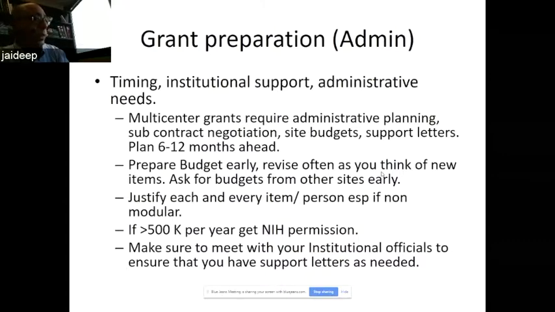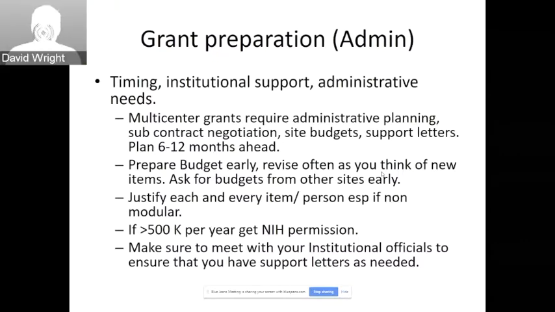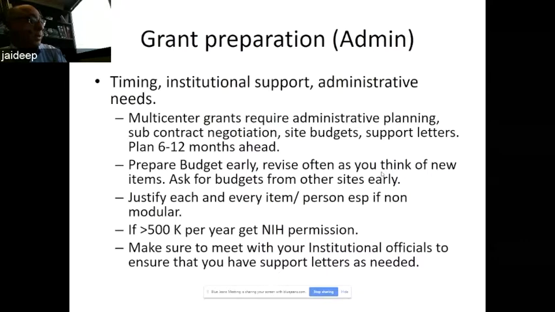So you have to justify every item in the budget, especially if the budget is non-modular. If the budget is more than $500,000 per year, you have to get NIH permission and make sure you meet with institutional offices to get support letters as you need them.